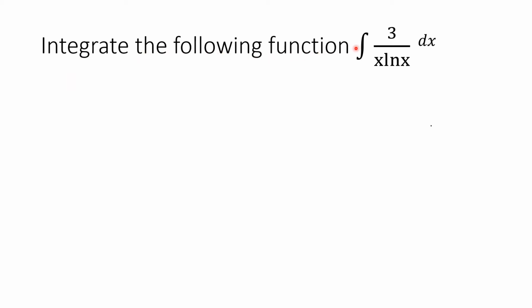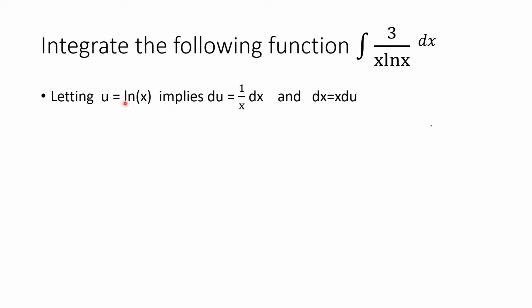Integrate the following function. We want to find the integral of 3 divided by x ln x. So we want integration of the function 3 divided by x ln x dx. Let u equal ln of x. This implies du, which is the derivative of the left, equal to 1 over x dx, which is the derivative of the right. If we multiply both sides by x, we get dx equal to x times du.